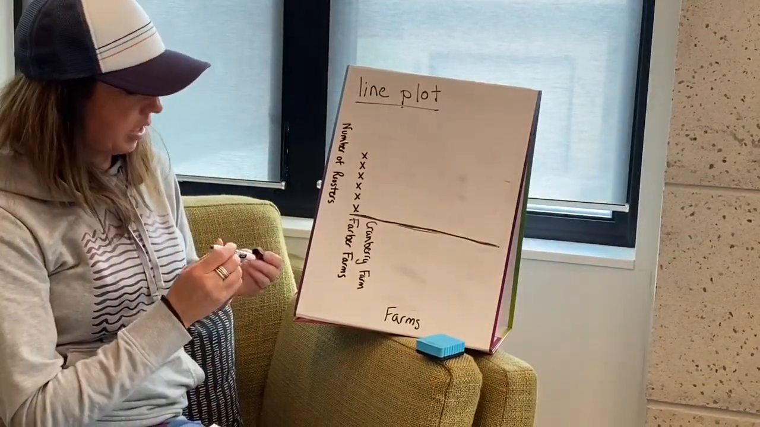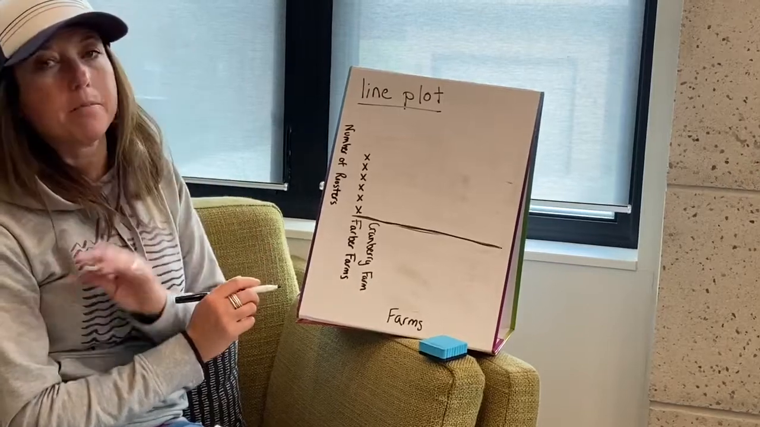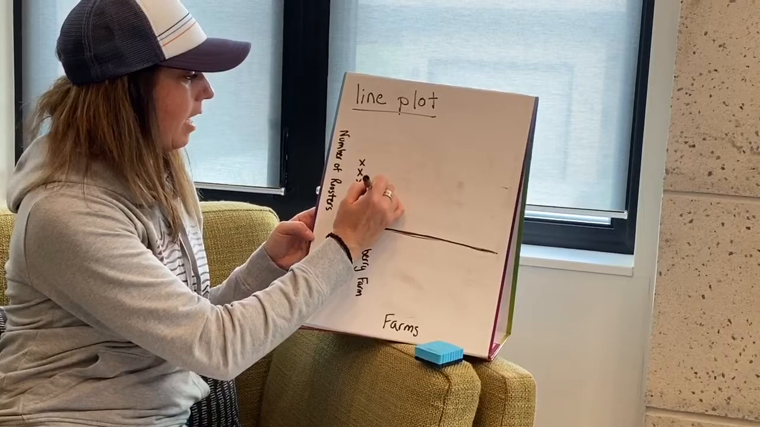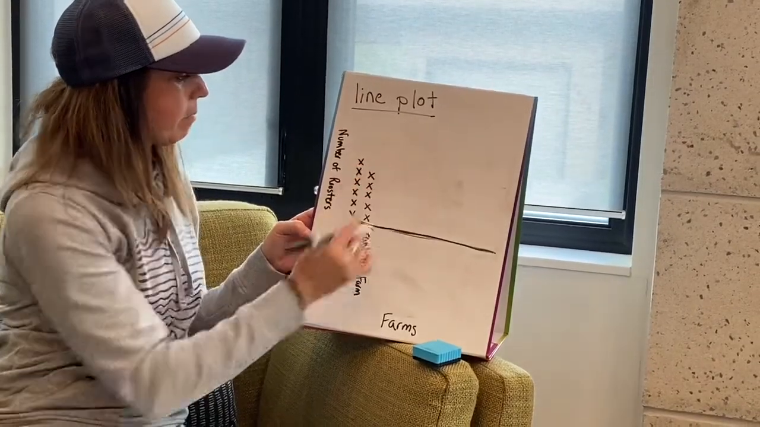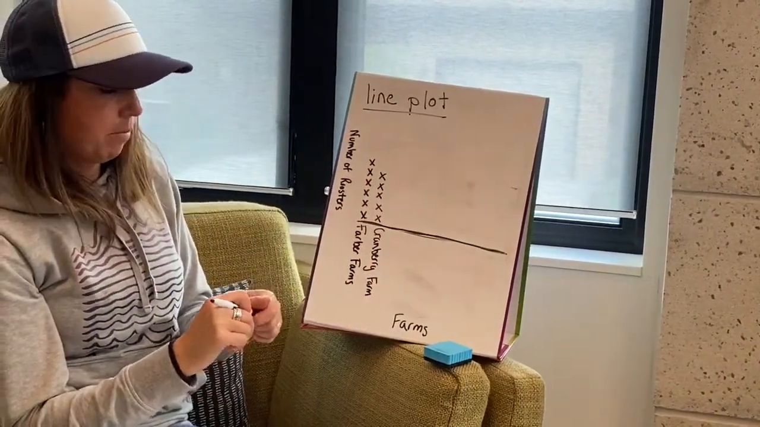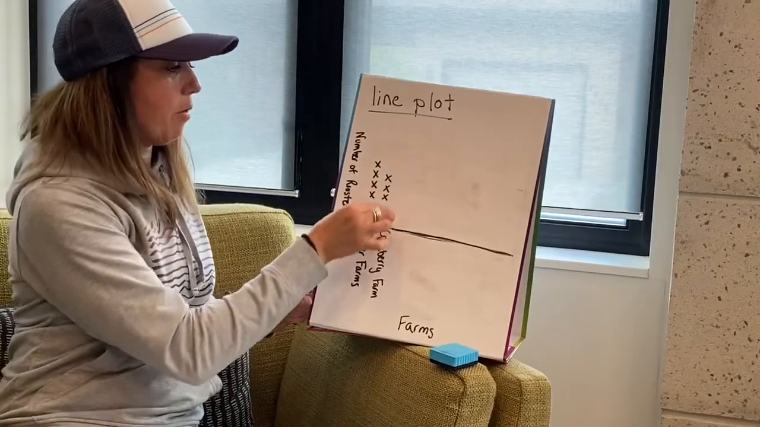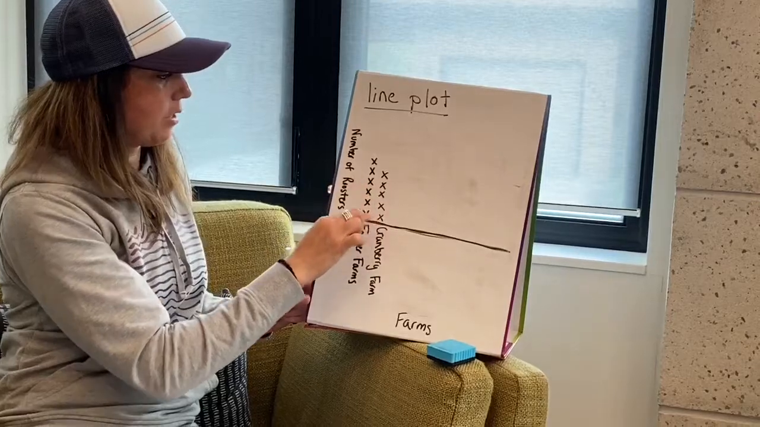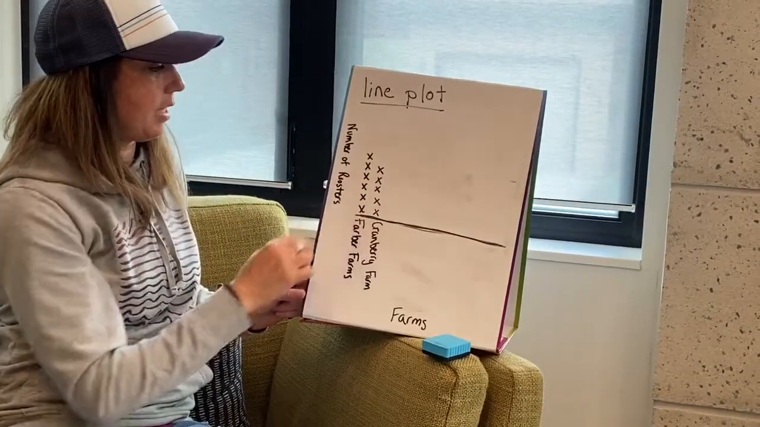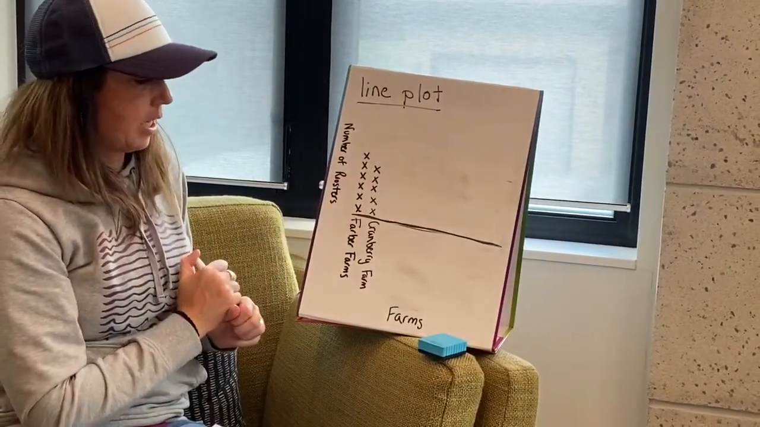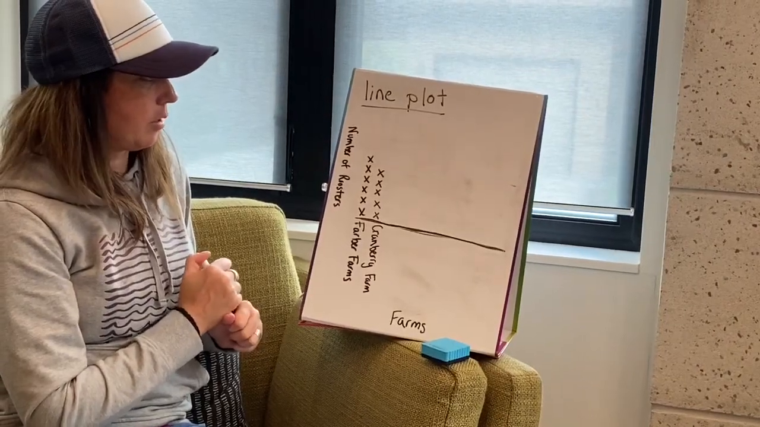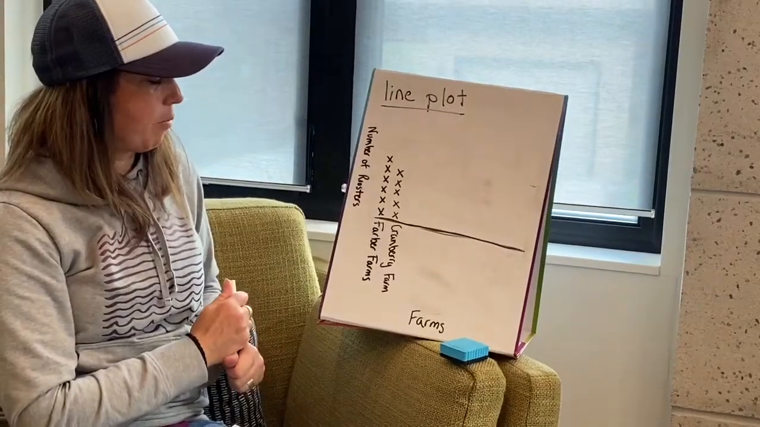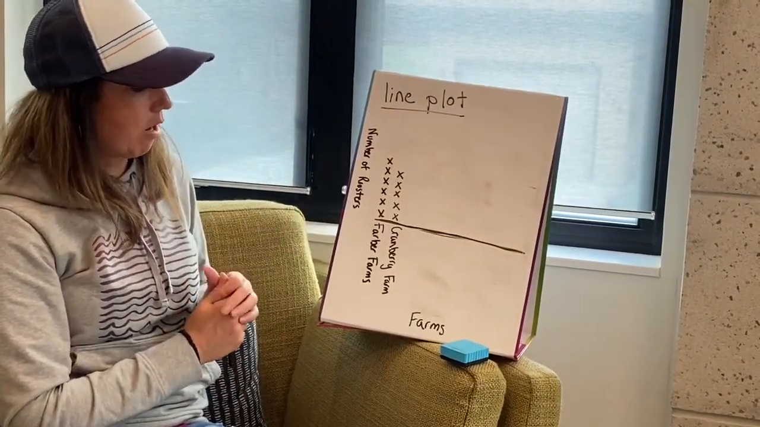Cranberry Farms, if you look at your data, it shows Cranberry Farms has 5 roosters, so we are going to go ahead and put 5 X's above Cranberry Farms. Remember, it is important to keep your X's lined up and also next to each other, so that it is easy for whoever's looking at your line plot to easily read and see how many roosters, for example, there are at each farm.